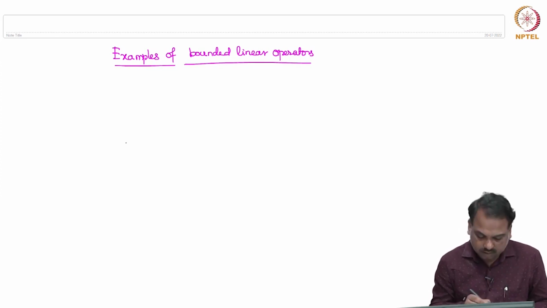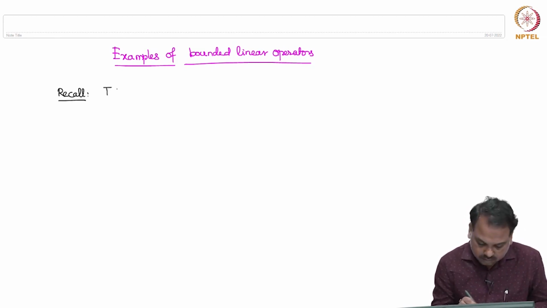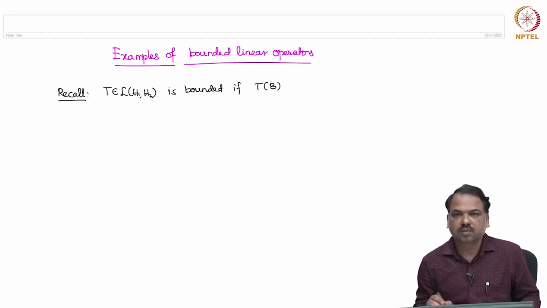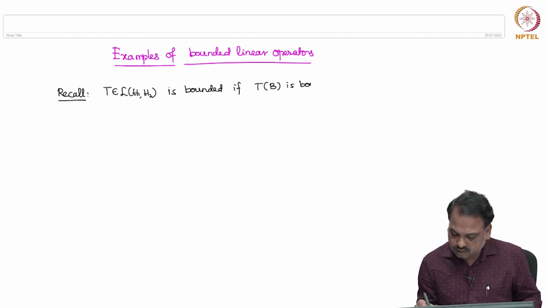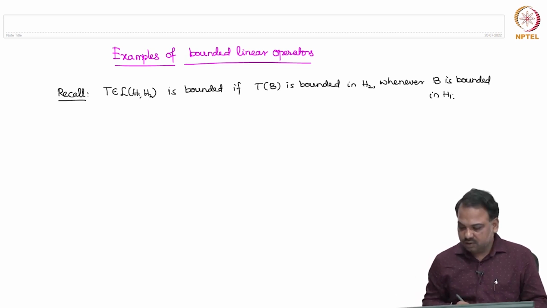Let me quickly recall that if T is a linear map, then T is bounded if T of any bounded set B is bounded in H2 whenever B is bounded in H1. So this is the definition, and we have shown equivalent conditions.